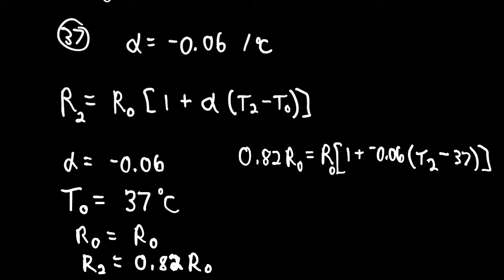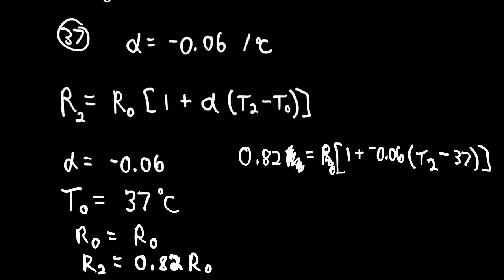Okay, can I solve this? How many unknowns are inside of there? I see 2 unknowns. I don't know R0, and I don't know T2. So how many equations do I need? 2 equations. Can I simplify this at all? I have an R0 here, and I have R0 times all of this. If I divide both sides by R0, I can get rid of R0. R0 goes away.